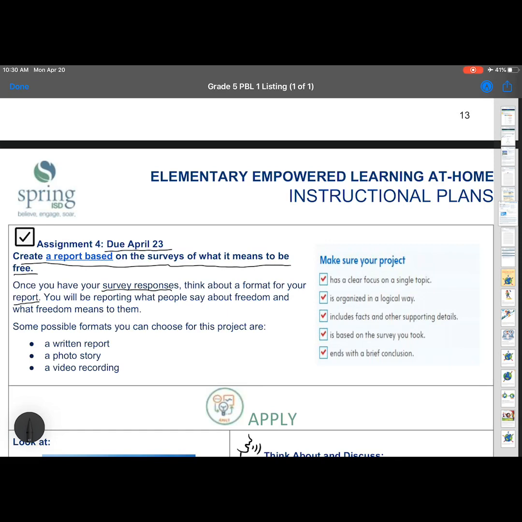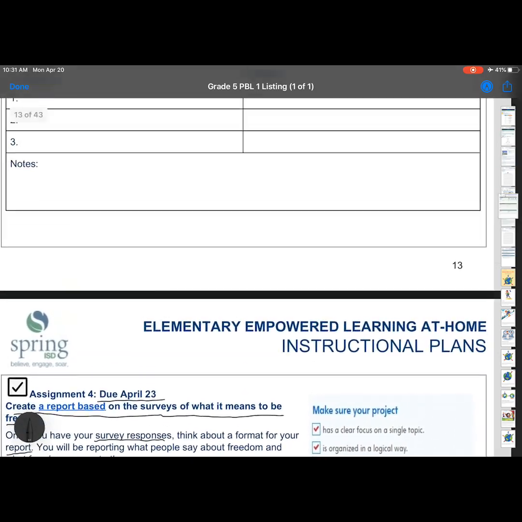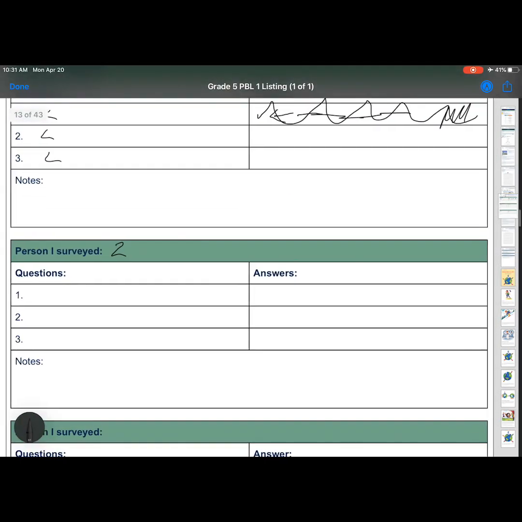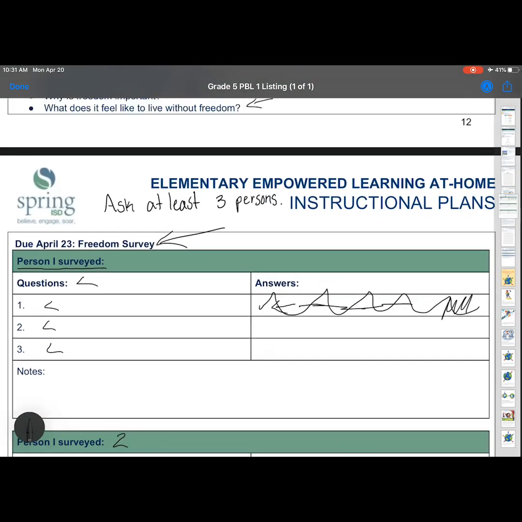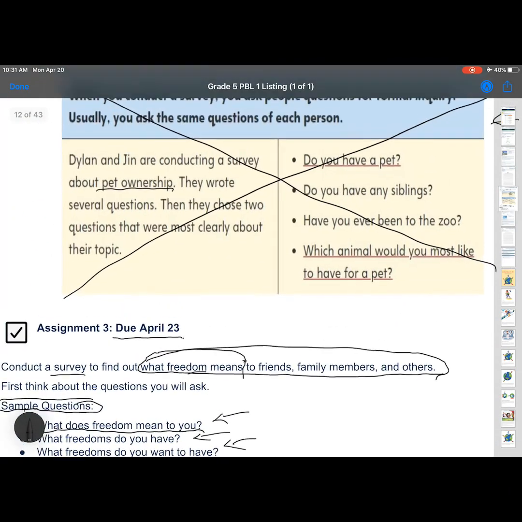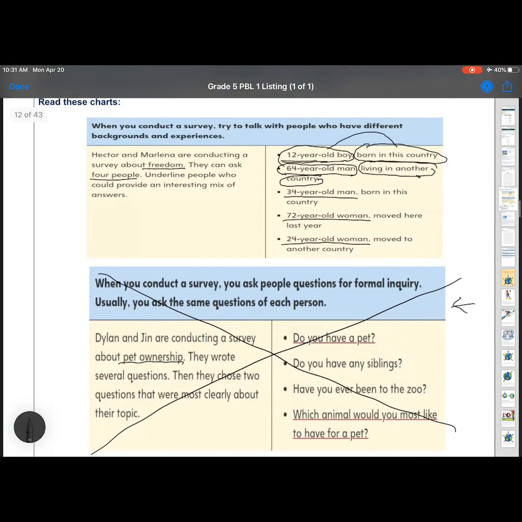It has over here written report, a photo story, a video recording. Okay, I'll let you decide if you want to do a video recording or a photo story. But a written report might be a good choice because it's easier to turn in. A written report might look a lot like, I'll show you.